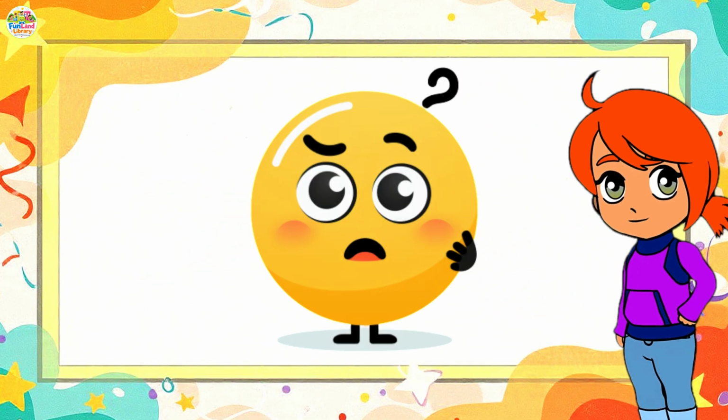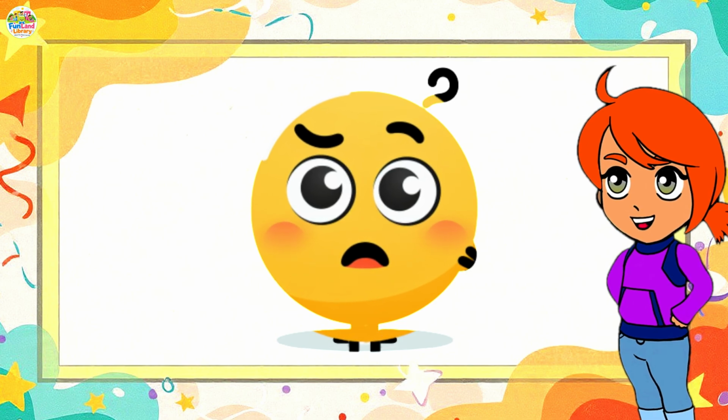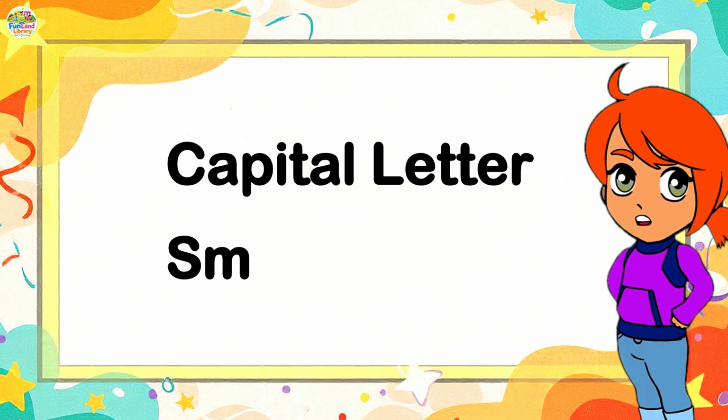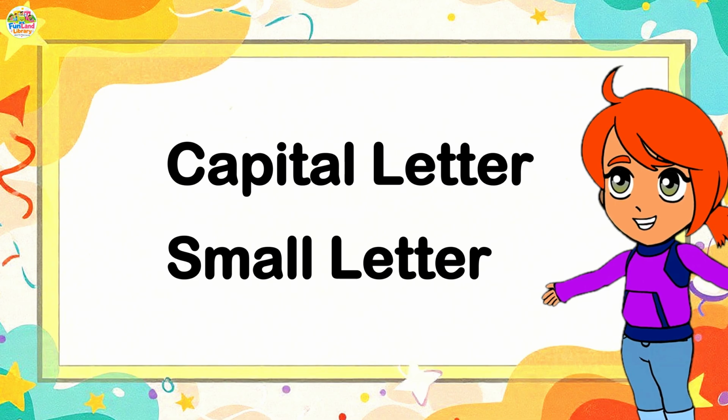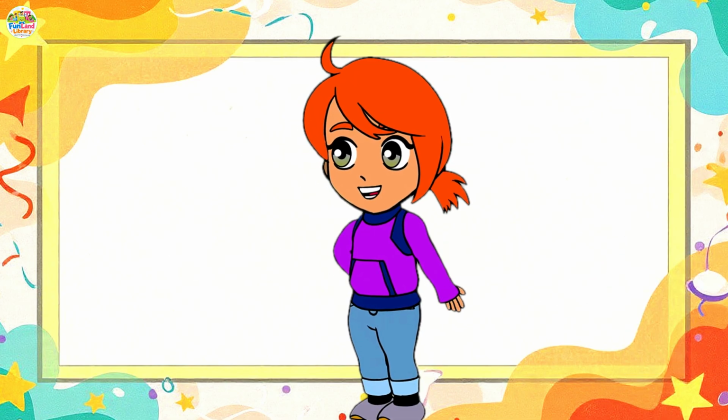Before we start, let's remember something. English has 26 letters. But did you know every English letter has two forms? One is a capital letter. The other is a small letter. Let's see them. Look carefully.